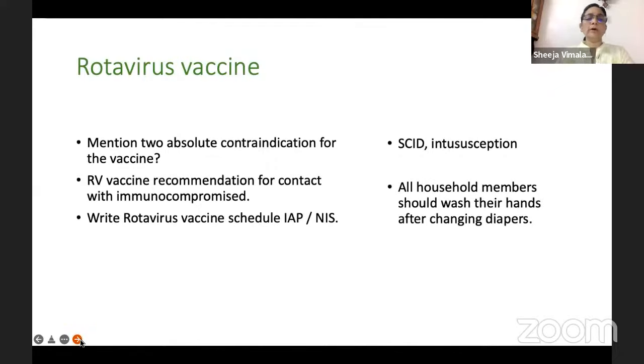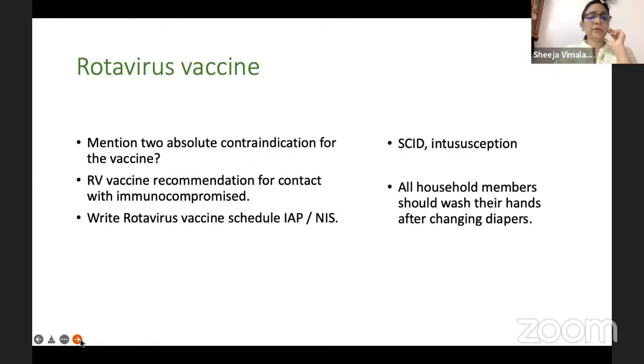Now, what about contacts? In fact, if you have an immunosuppressed patient in the family, even then the baby can receive the rotavirus vaccine. Only precaution you need to take is that all household members should wash their hands after changing the baby's diapers, because rotavirus vaccine virus can be transmitted up to 1 month after administration. So you have to take the precaution for at least 1 month. Remember, even when you have an immunocompromised patient in your family, taking an MMR or varicella or rotavirus is not a contraindication. MMR or varicella vaccine viruses are not considered transmissible. That is why it can be administered.